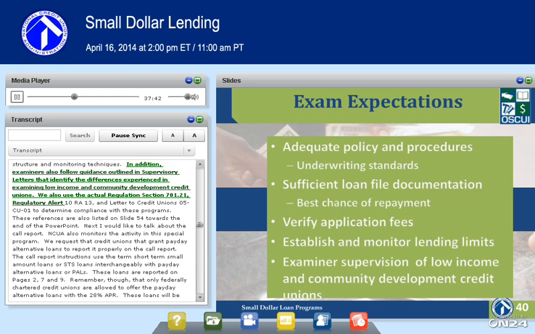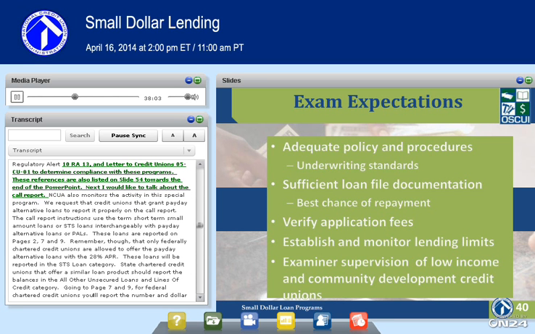In addition, examiners also follow guidance outlined in supervisory letters that identify the differences experienced in examining low-income and community development credit unions. We also use the actual regulations, Section 701.21, Regulatory Alert 10-RA-13, and Letter to Credit Unions 05-CU-01 to determine compliance with these programs. These references are also listed on slide 54 towards the end of the PowerPoint.